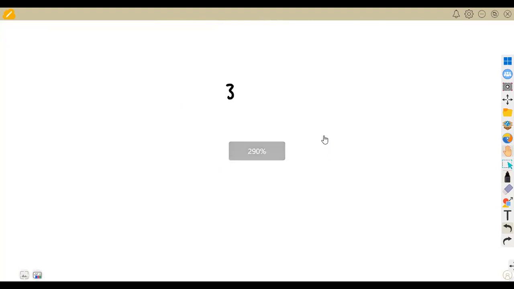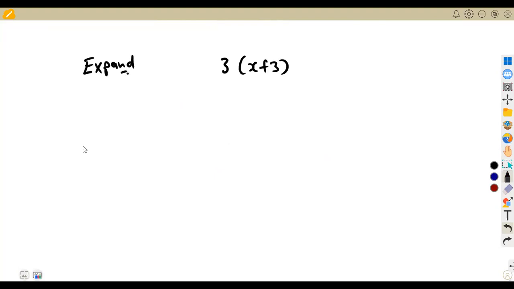Outside of the bracket. Let's say I'm given this to expand: 3 times x plus 3. The question will be for you to expand, to remove the brackets that you are given. So it's a multiplication that is going to happen. If you take a single term outside of the bracket, you multiply everything inside the bracket by that term, or the number that you have outside of the bracket, which in this case is 3.